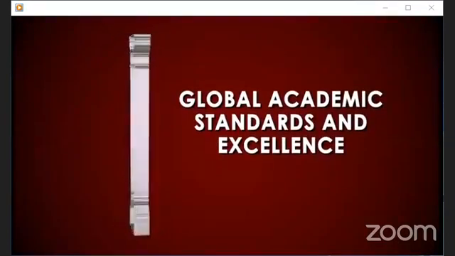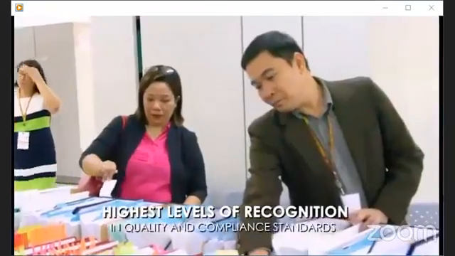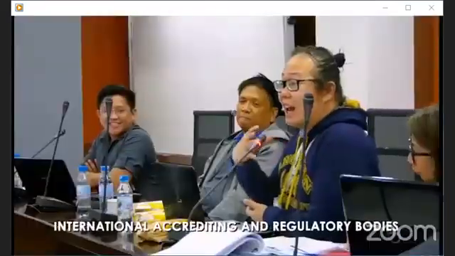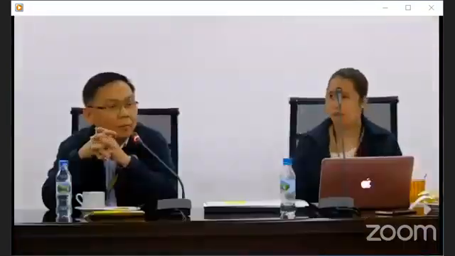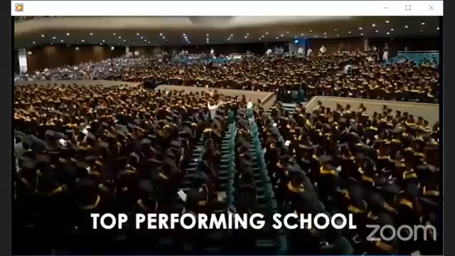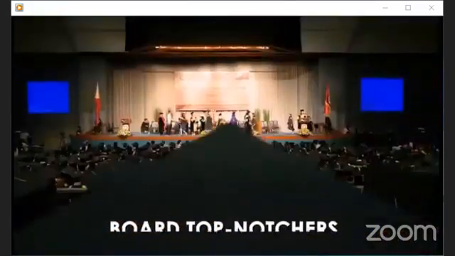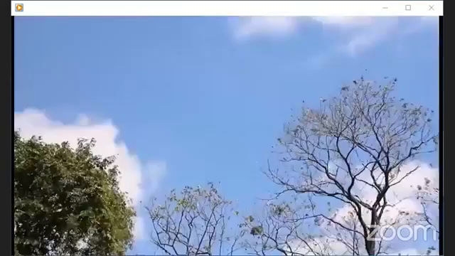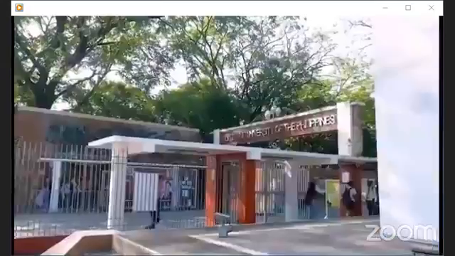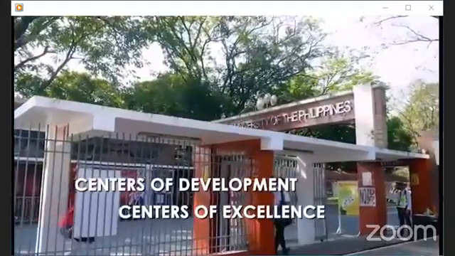Pillar 7. Global academic standards and excellence. Achieve the highest levels of recognition in quality and compliance standards from CHED, AACUP, and other international accrediting and regulatory bodies for higher education. We will intensify our efforts to achieve and sustain better academic performance and continue to excel as a top-performing school in various professional licensure examinations and produce board top-notchers as well as sustain our status of being the most preferred graduates of employers. Likewise, we aim to establish and to be recognized as centers of development and excellence in our academic programs.